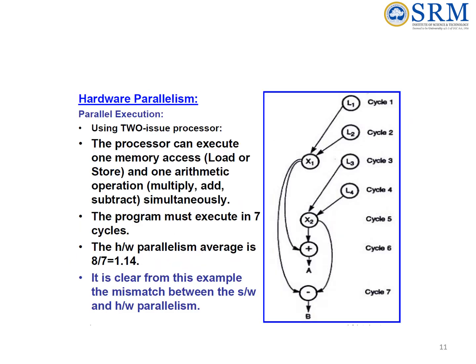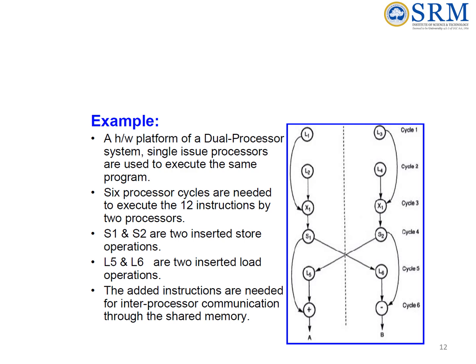So using a two-issue processor, the processor can execute one memory access and one arithmetic operation simultaneously. The program must execute in 7 cycles. So the hardware parallelism achieved is 8 by 7. It is clear from this example, the mismatch between software and hardware parallelism.